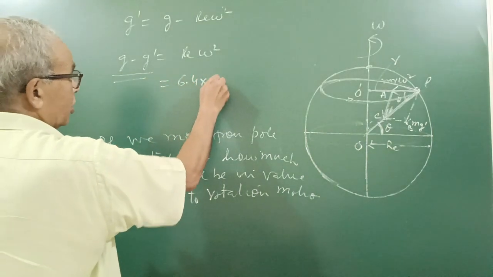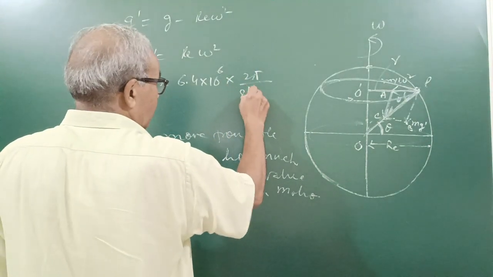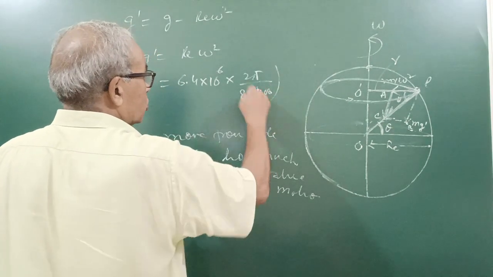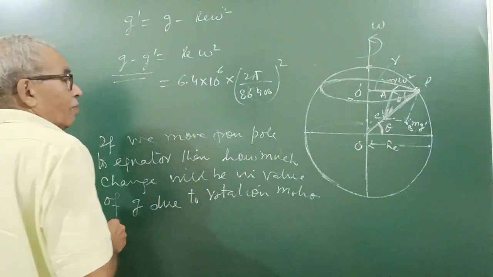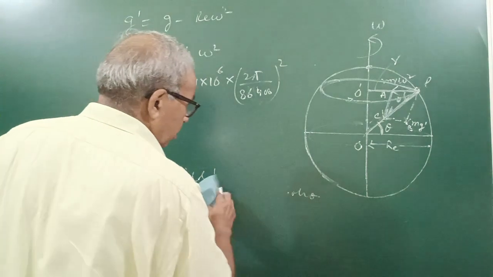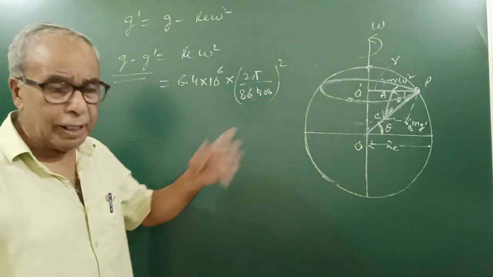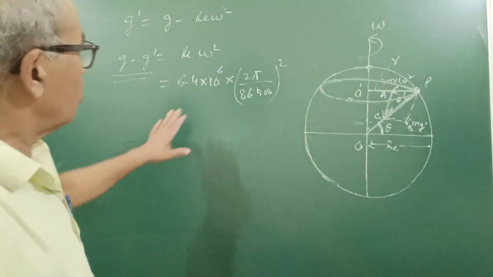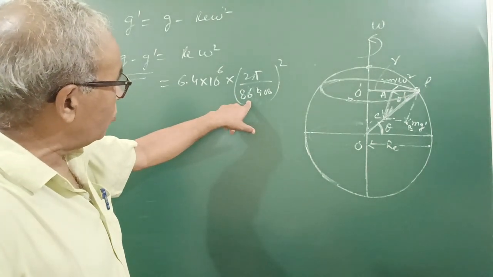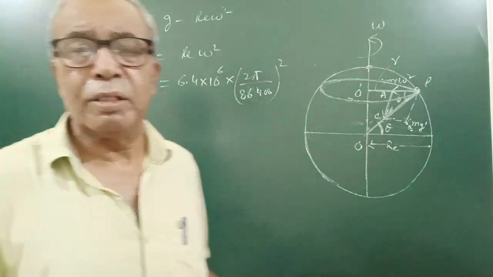6.4 into 10 to the power 6 is the radius of earth. Omega is 2 pi upon 86,400, squared. So you calculate yourself and match the answer from the given data. It is given in the NCERT book also. You can solve it. Taking 8.6 into 10 to the power 4, its square, you will get a change of 0.0 something, but the change is there.